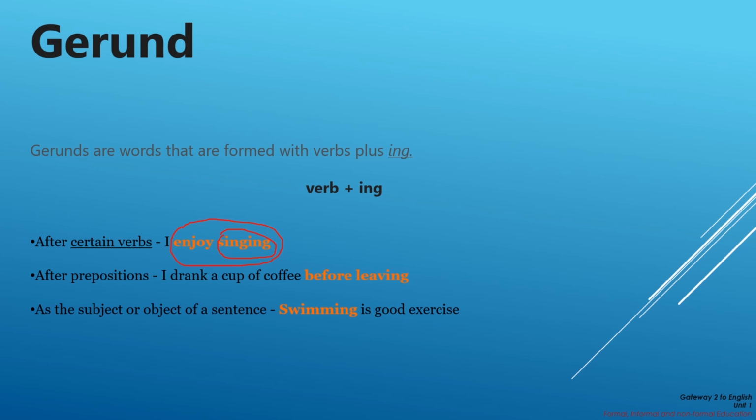Also, we can use it after prepositions. The example we have here, I drank a cup of coffee before leaving. So the preposition here is before. We can also use it as the subject or object of a sentence, our example, swimming is good exercise. So swimming here is a gerund, but it functions as the subject because it comes in the initial position in this sentence.